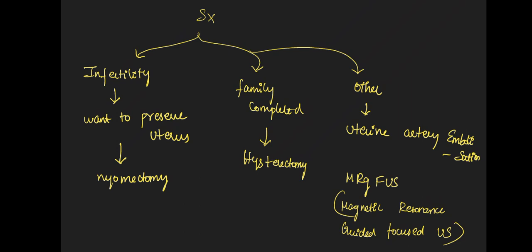If the woman is a family completed woman, then we proceed with hysterectomy, that is removing the uterus along with the cervix. And in other cases, the other surgeries include uterine artery embolization and MRgFUS, which is magnetic resonance guided focused ultrasound. So these are the surgical modalities available for the treatment of fibroid.